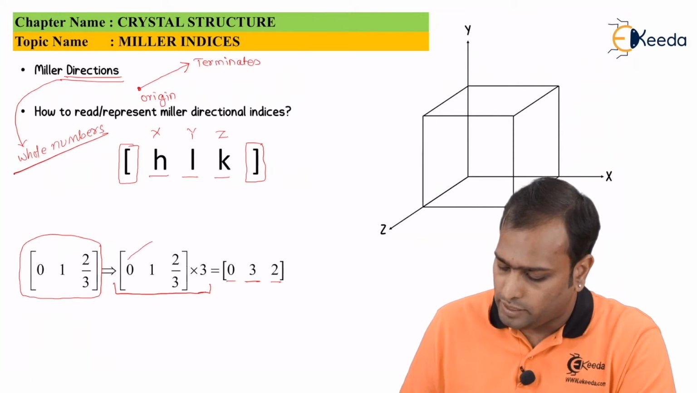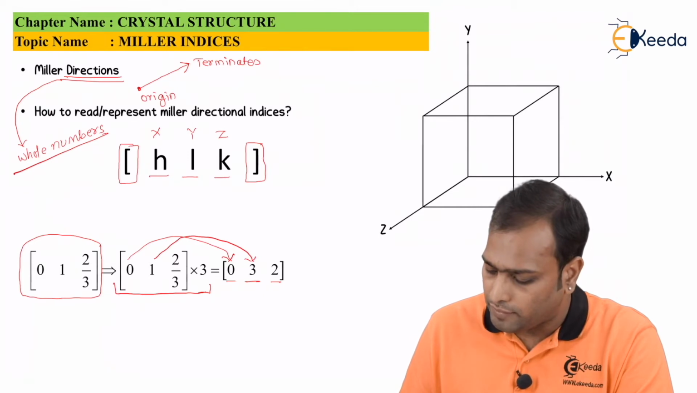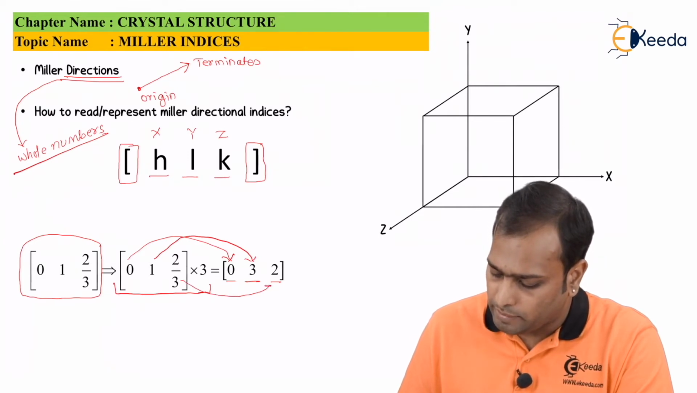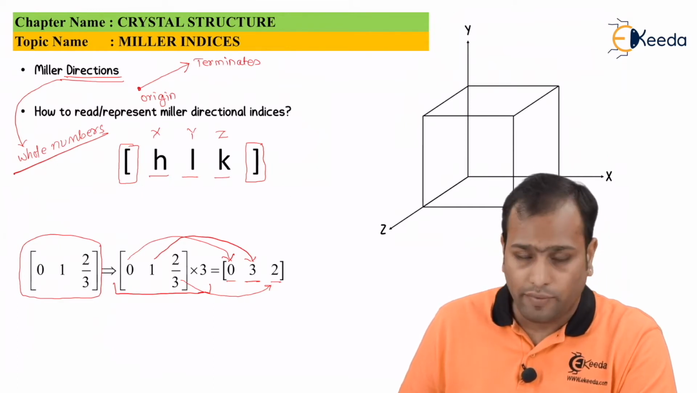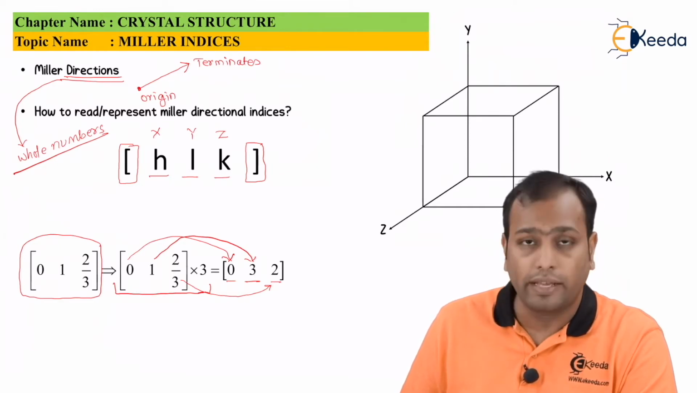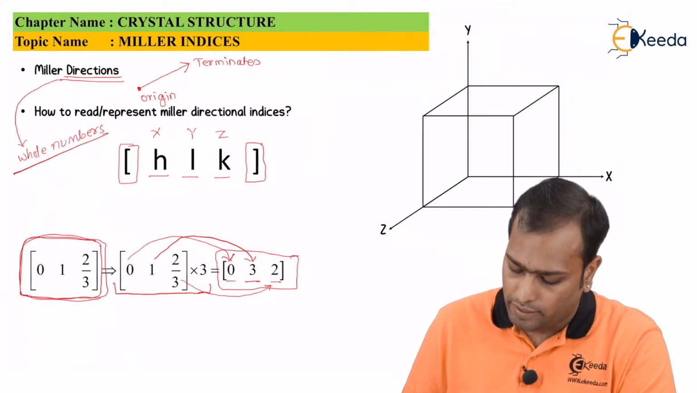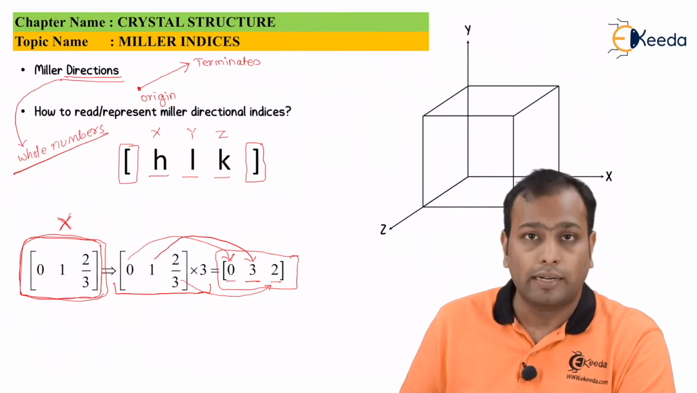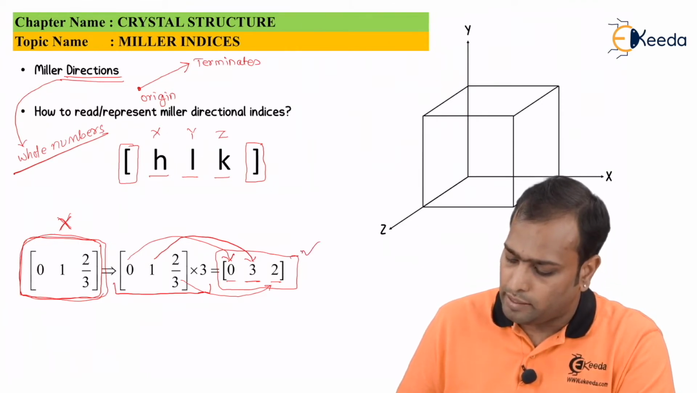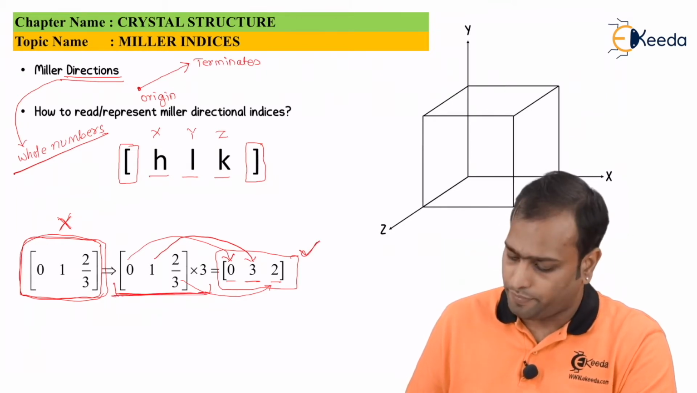Multiplying by 3, 3 times 0 gives 0. When 3 gets multiplied by 1, it gives 3. And when 3 gets multiplied by 2 by 3, the result is 2. So, the Miller indices that we get as a result are 0, 3 and 2. Now, what is the difference between this Miller index and this value? The difference is this cannot be accepted as Miller directions. Only this can be accepted as Miller directions. So, this conversion is very much necessary.